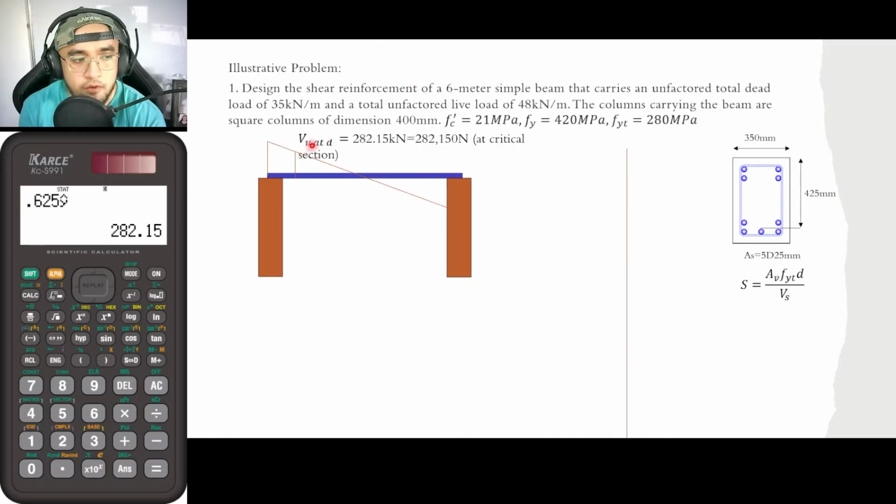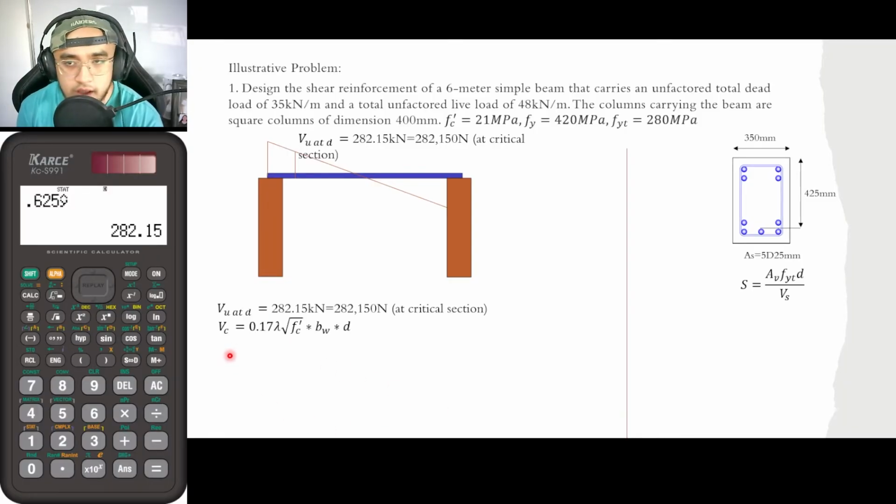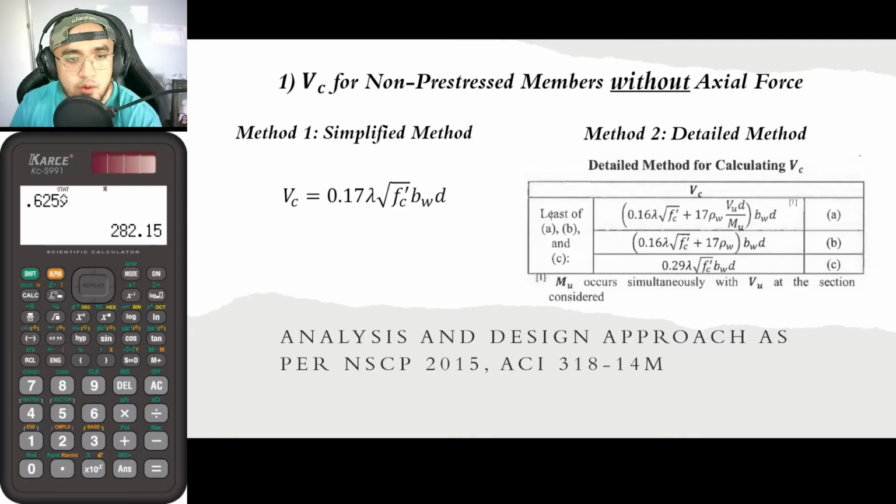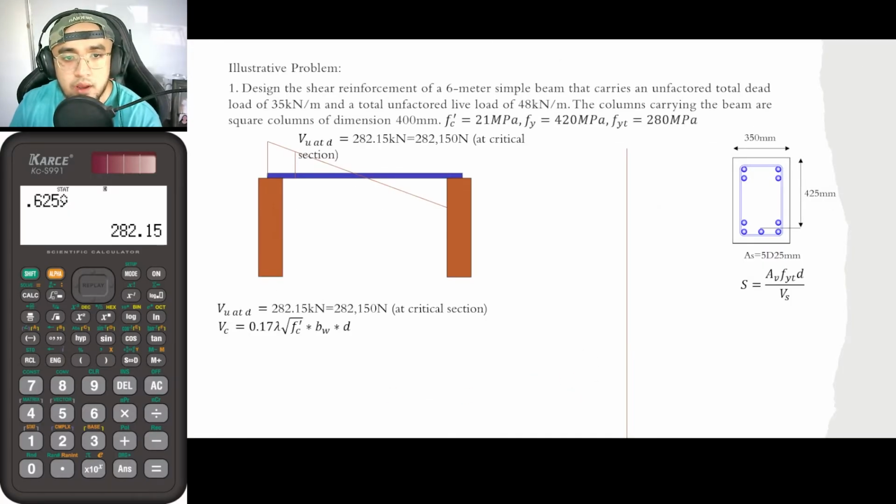Okay, so now that we already have the value of VU at d, which is the shear at the critical section, let us now solve for the value of VC. In this video, we would be making use of the simplified method. According to the simplified method, VC is equal to 0.17 times lambda times square root of f prime c times bw d. Okay, so let us now make use of that equation in our problem here.